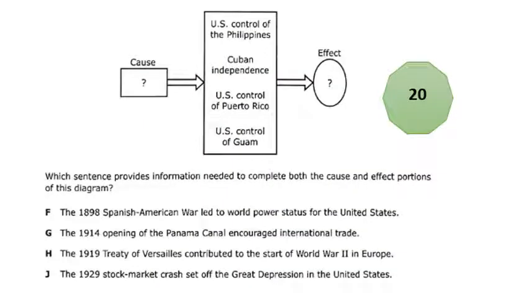Question 20. We have a cause and we have an effect chart. Which sentence provides information needed to complete both the cause and effect portions of this diagram? So what caused U.S. control of the Philippines, Cuban independence, U.S. controlled Puerto Rico, U.S. controlled Guam? We know we got that from a war with who? Spain, right? Spanish-American War. So the cause would be the Spanish-American War. What's the effect? Well, we gain all these territories.